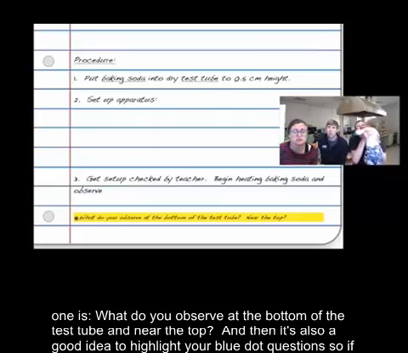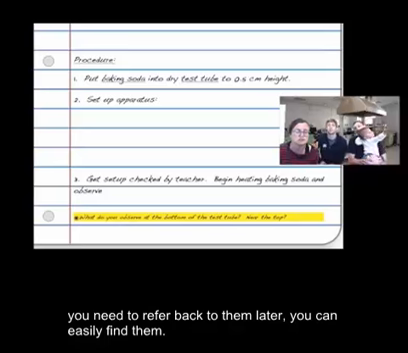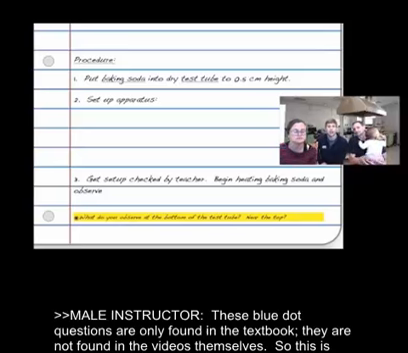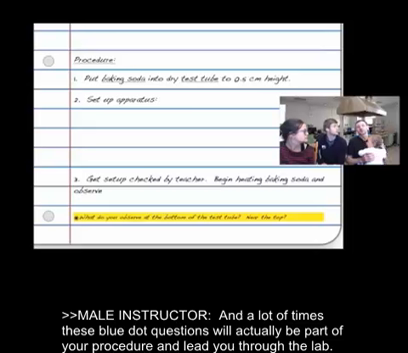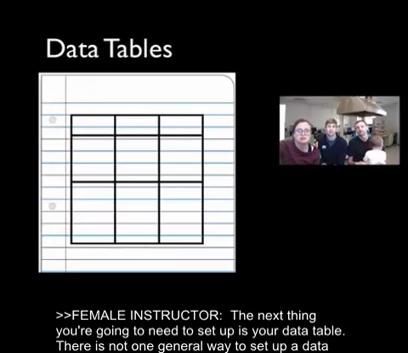And then it's also a good idea to highlight your blue dot questions, so if you need to refer back to them later, you can easily find them. These blue dot questions are only found in the textbook. They are not found in the videos themselves. So this is why when you're doing a pre-lab in anticipation of doing an experiment, you're going to need to watch the video and use the textbook at the same time. And a lot of times these blue dot questions will actually be part of your procedure and lead you through the lab. The next thing you're going to need to set up is your data table.